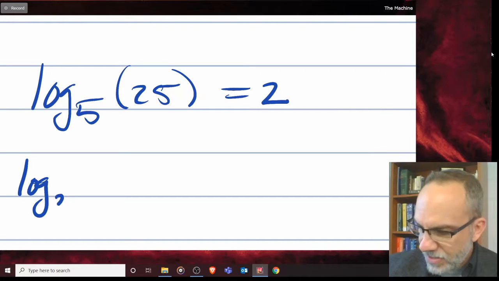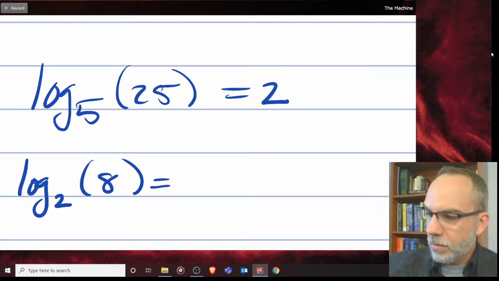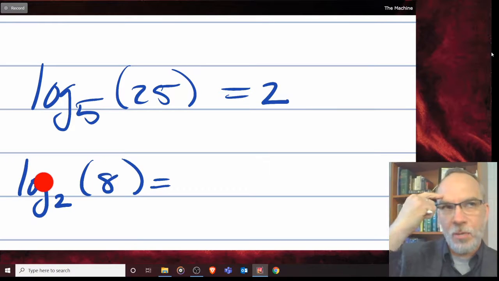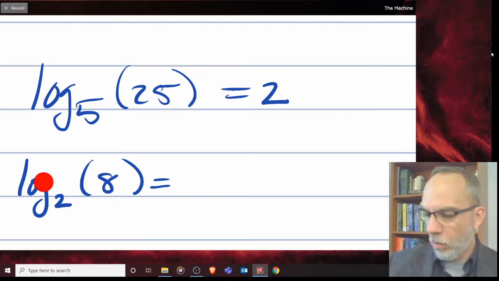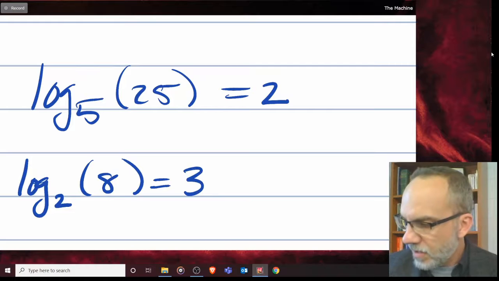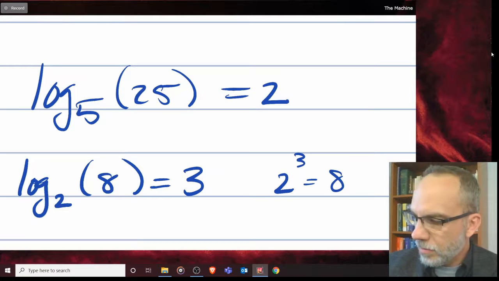Log base 2 of 8 is equal to what? Well, what does it mean? What's the exponent? Because every time you see the word log, you should be translating it as what's the exponent. What's the exponent on 2 that gives me 8? 3, right? Because isn't 2 cubed equal to 8? It's asking for this right here.